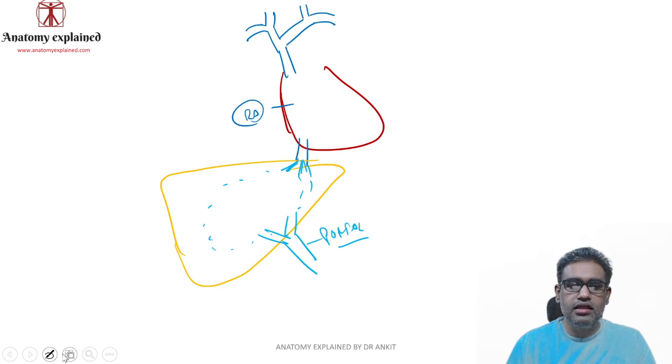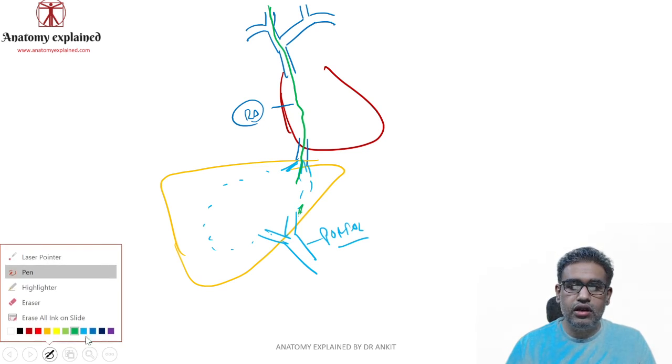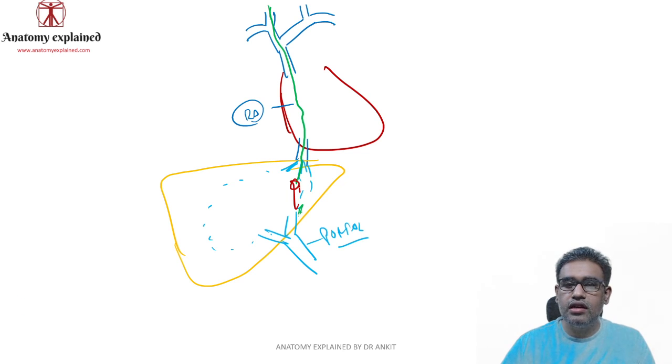So what is happening in this TIPS? You enter mainly via the right internal jugular, because that is in line. Now from the right internal jugular, you go through the right brachiocephalic, superior vena cava, right atrium, IVC, hepatic veins. Here you have to look for a shunt between a hepatic vein and a same-sized tributary of the portal vein, and then you place a stent over here. Let us place a stent over here. Okay, that is your TIPS.